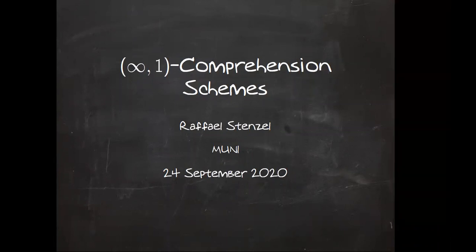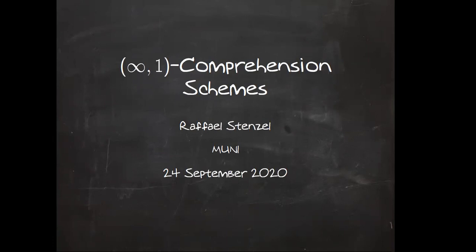Hi, thanks for tuning in to my Blackboard talk. In this talk, I want to introduce a notion of comprehension schemes for Infinity One category theory. The whole concept of comprehension schemes has been introduced to ordinary categorical logic by Lawvere, and then later in more generality by Bénabou, and then by Johnstone in the 70s, at least as far as I'm informed.